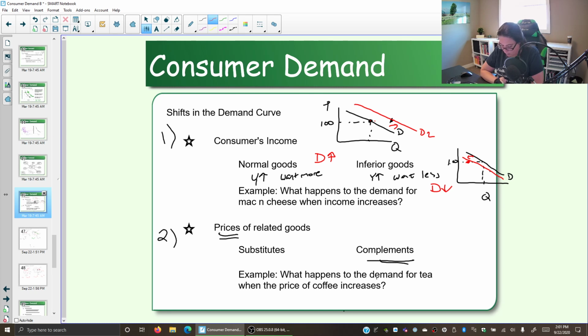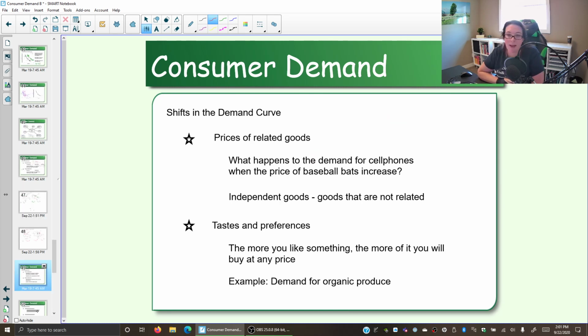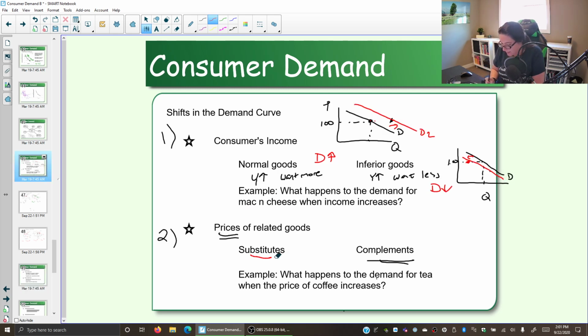Well, what happens to the demand for cell phones when the price of baseball bats increases? Well, unless you have a hobby where you take baseball bats and you break phones with your baseball bats, these two goods are not related. They are independent. The goods have to be related for the price of one to change the demand for another. So they need to be substitutes or complements. So either give you the same utility or only give you utility when they're together in order for the price of one to change the demand for another.